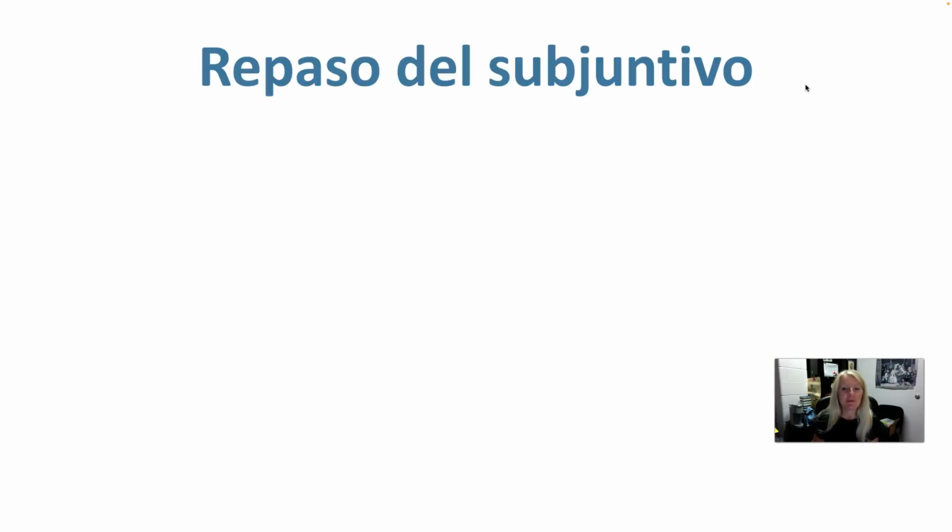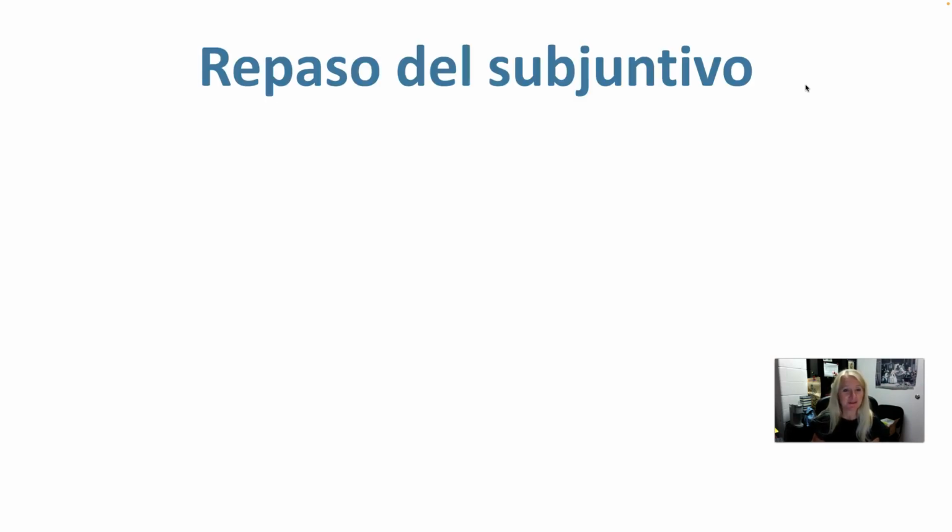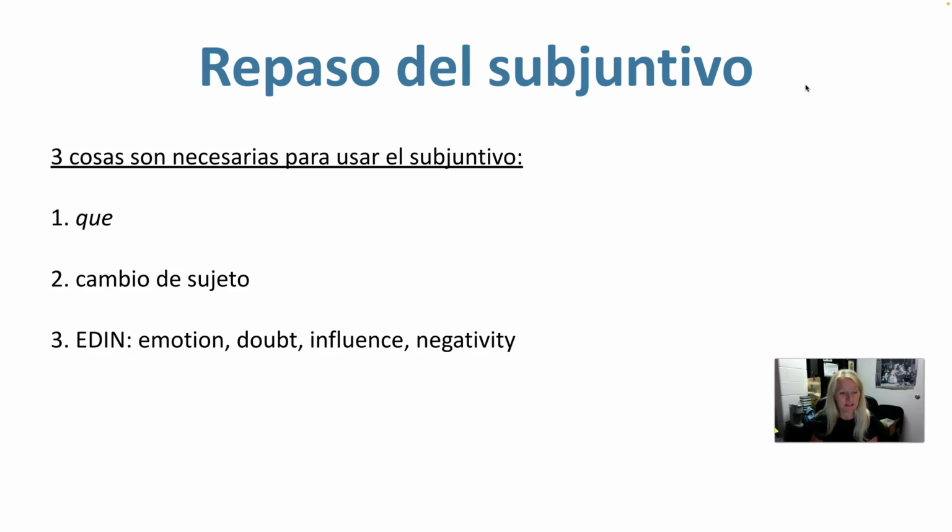So in moving ahead with this, I want to have a quick little repaso del subjuntivo, a little review of what you should technically already know about subjuntivo. This should be review, or at least ring some kind of bell of familiarity with you. There are three things necessary to use the subjuntivo, and this is in that kind of classic, typical structure of subjuntivo. So you can even pause and ask yourself what those three things are. And what you should come up with are that to use the subjuntivo, we need que, cambio de sujeto, a change of subject, and EDIN. And EDIN stands for emotion, doubt, influence, and negativity.